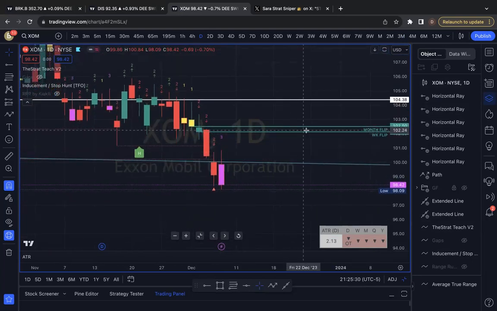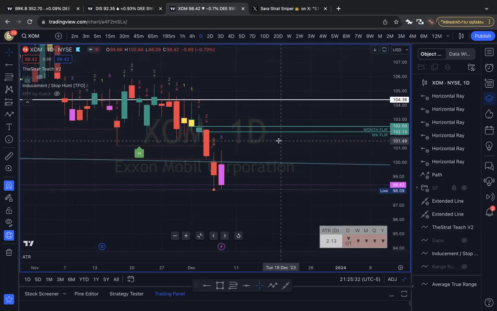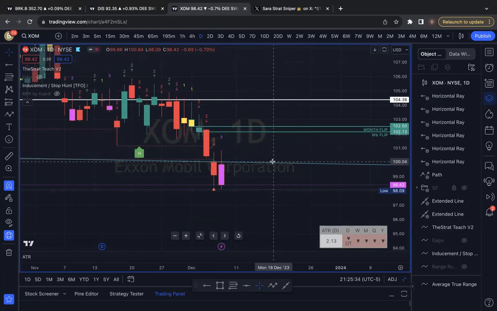By identifying these flip points, I know if we start heading in the direction where we can flip the week red, we will flip into full time frame continuity. So I'm okay with taking a trade if I know we're going to flip into that full time frame continuity. Don't get me wrong, I do still take trades that are not in full time frame continuity, but I wanted to teach you guys all of the things that make up the strat.